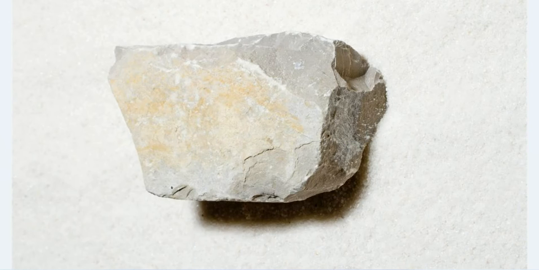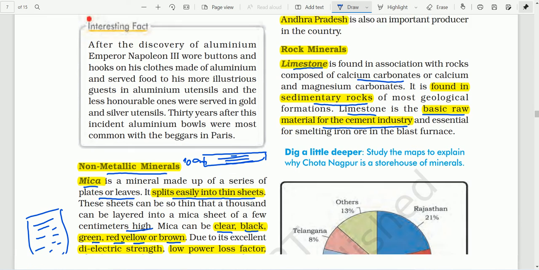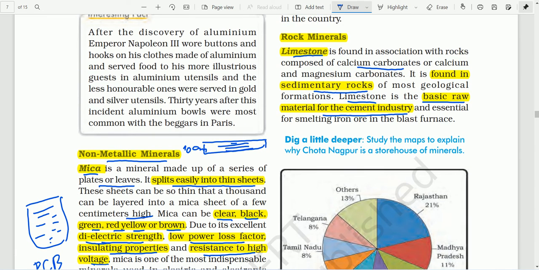It is found in sedimentary rocks. Limestone is found in the sedimentary rocks of most geological formations, and we know that limestone is a basic raw material for the cement industry and an essential for smelting iron ore in the blast furnace. So these are the uses of limestone.